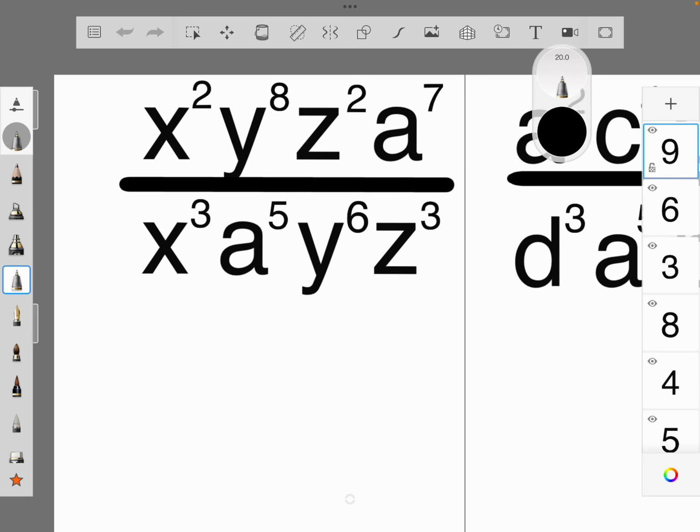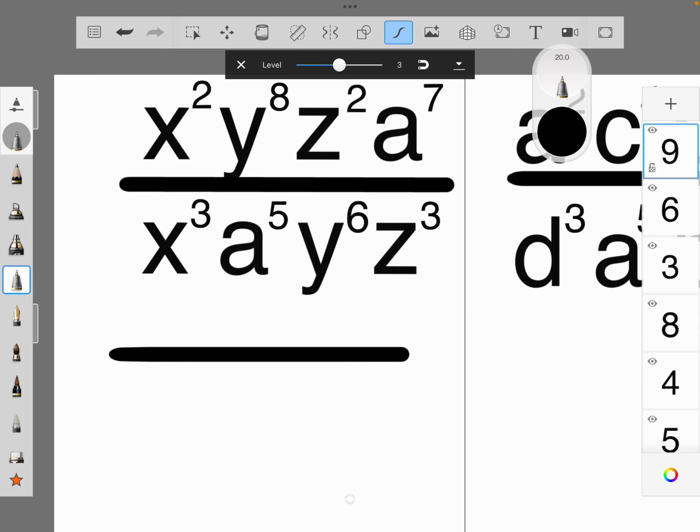simplifying this equation, which states x squared times y to the power of 8 times z squared times a to the power of 7, divided by x cubed times a to the power of 5 times y to the power of 6 times z to the power of 3. So, to simplify this, we'll look at all the like terms. But first, we already see that the x is on top and the x cubed is on the bottom.